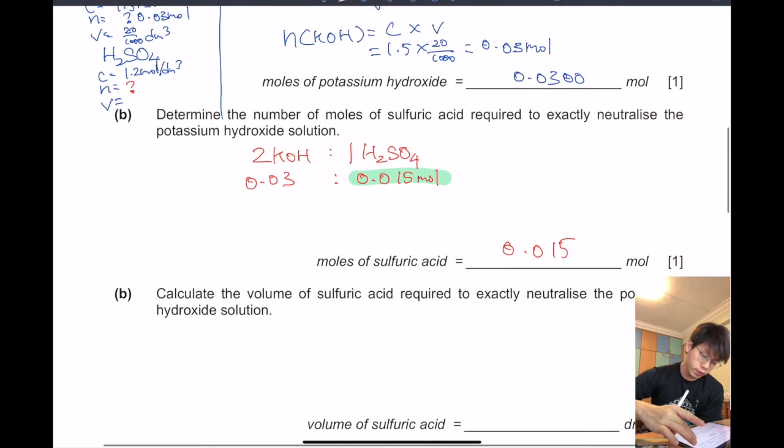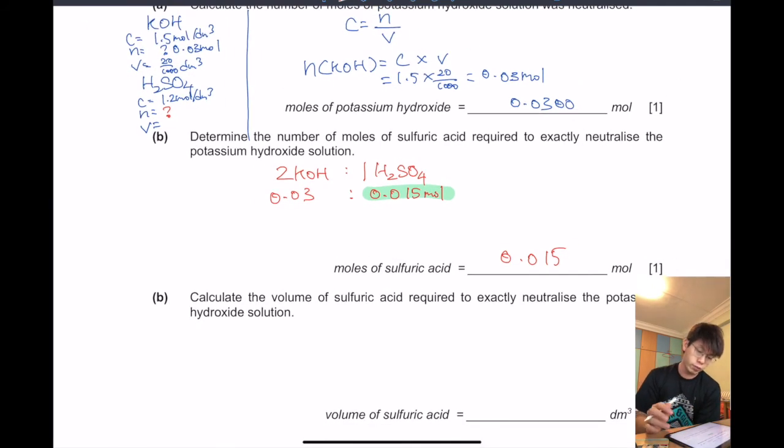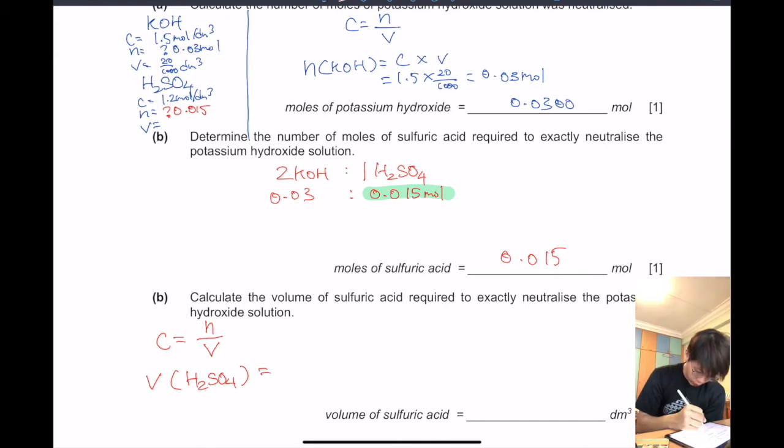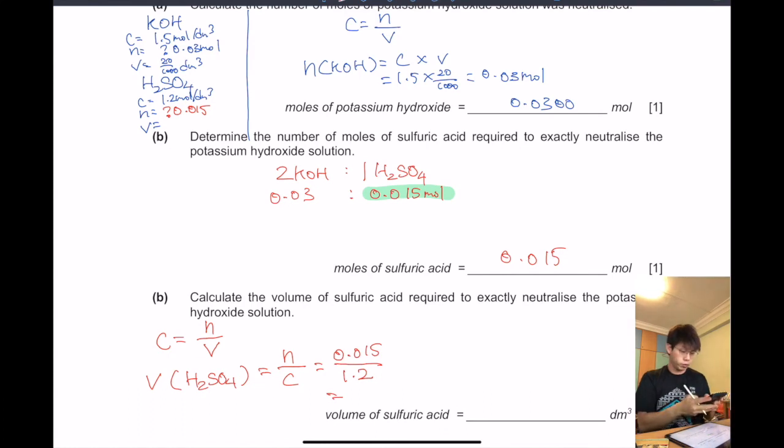Finally, calculate the volume of sulfuric acid needed to neutralize the potassium hydroxide. So now I know the number of moles of potassium hydroxide. Fantastic. I need to find the volume. This is really taking it step by step for you. Concentration equals number of moles divided by volume. So volume of sulfuric acid equals number of moles divided by concentration, which is 0.015 divided by 1.2, and this would give me 0.0125 dm cube. Alright, so this is the end of Pop Quiz 5.